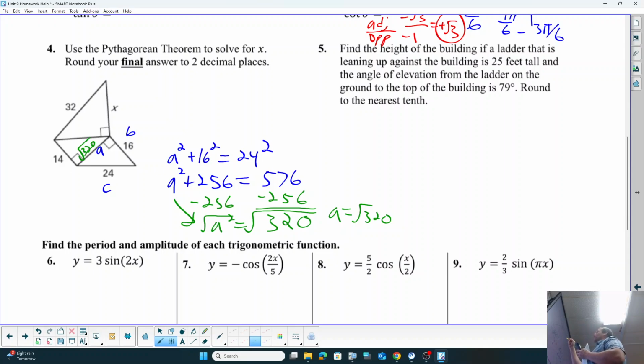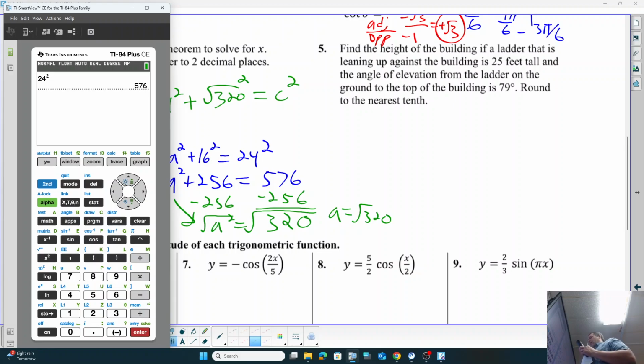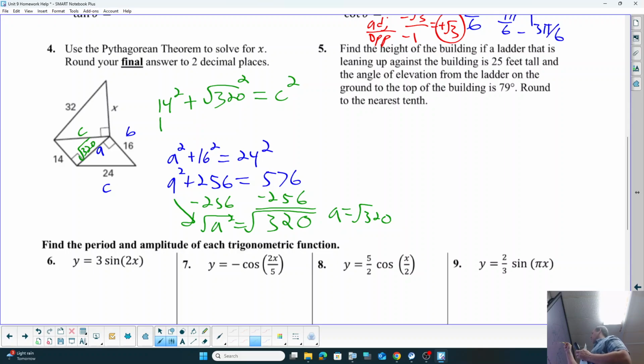So then you have to do the Pythagorean theorem one more time and call this C. 14 squared plus radical 320 squared, what is that? Equals C squared. So 14 squared, is that 196? You know it is. So 196 plus, that cancels. So that's 320 is equal to C squared.